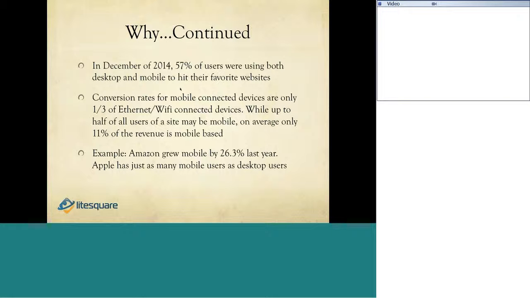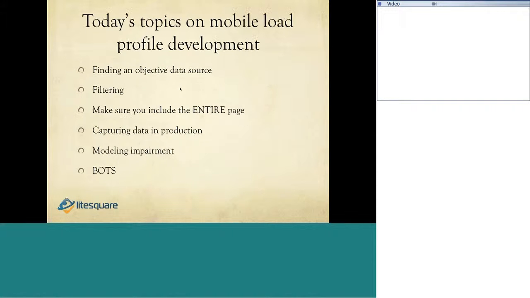Now, how do we do that? So we're going to cover a number of topics today. The first of which is finding an objective data source. Now, that may seem easy. I just go to my operations person and they'll tell me what's going on. It's not that simple. There are some characteristics that you need to have in your objective data source in order to make it definitive. We're going to take a look at how you filter the data coming from that data source to look just for mobile information. We want to talk about why it's important to include the entire page.